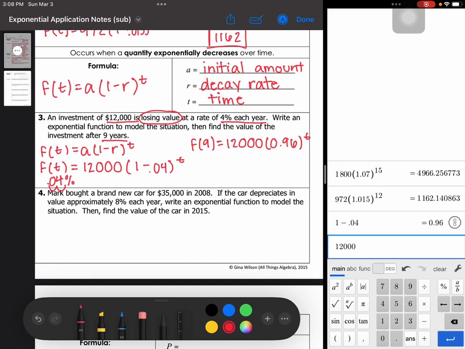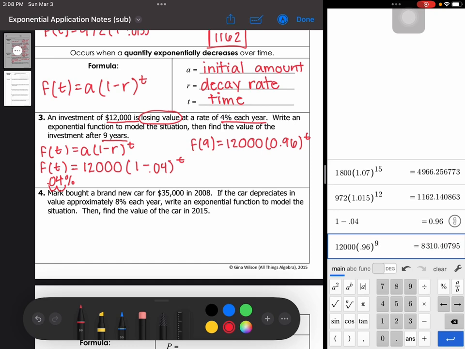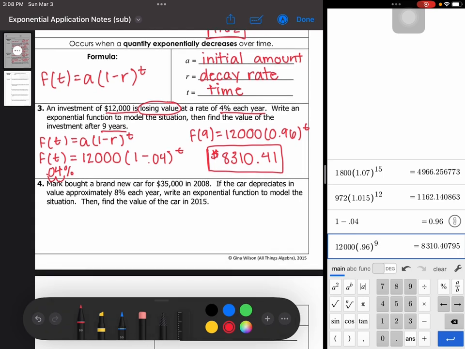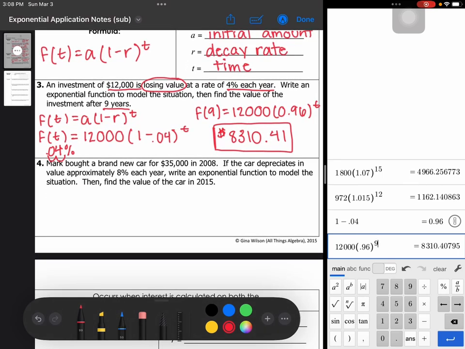So 12,000 times 0.96 to the 9th power. And this one, again, since we're talking about money, we're going to round to cents, or the second number after the decimal. So this is going to give us $8,310.41. Okay, so it's a lot of investment lost over just 9 years at that rate of 4% each year.